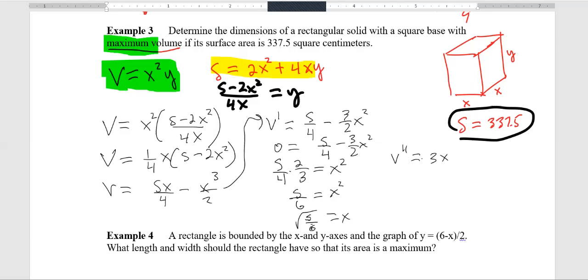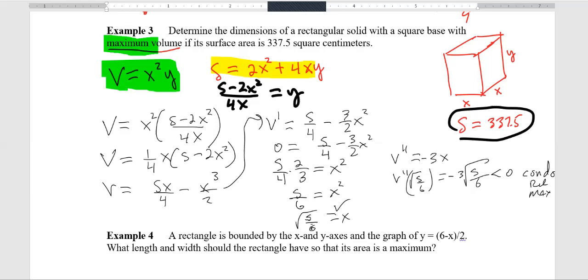If you put a positive in here, v double prime of a positive square root of s over 6, I will end up with a negative 3 root s over 6. But since it's less than 0, we know this is concave down and it's a relative maximum. So you'd be done at that point. Concave down, relative max. Okay? So it is, in fact, our answer for x.